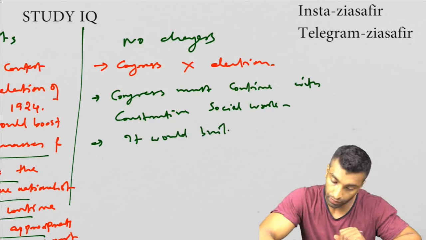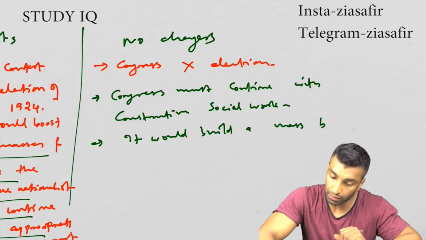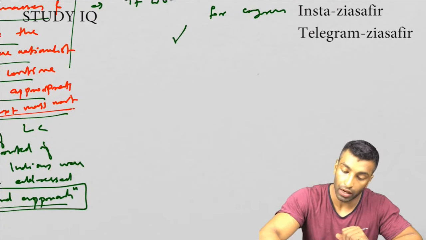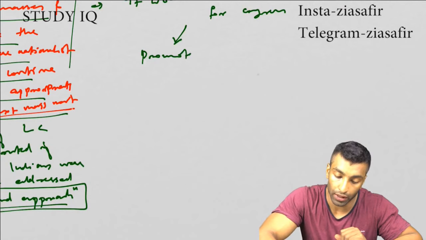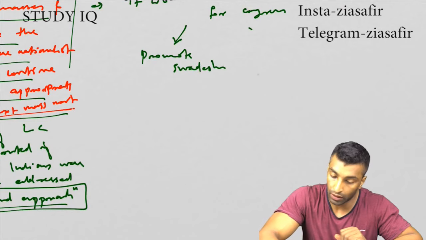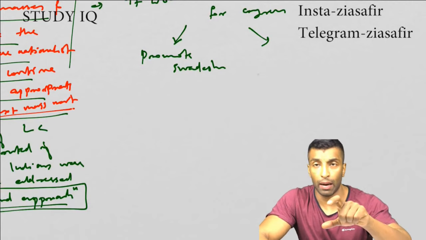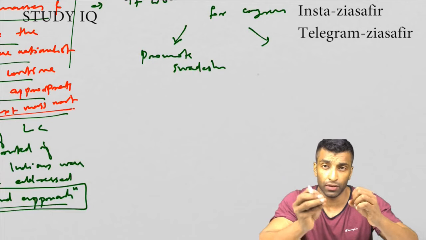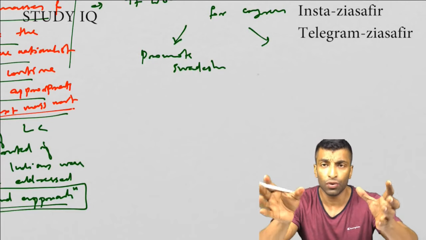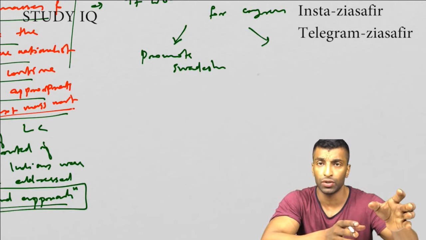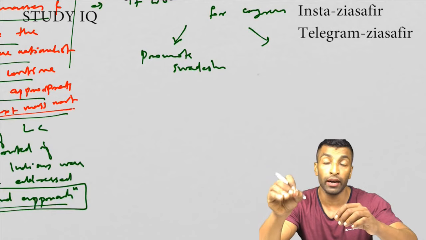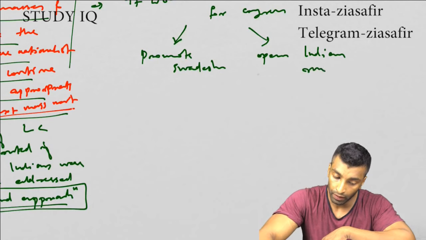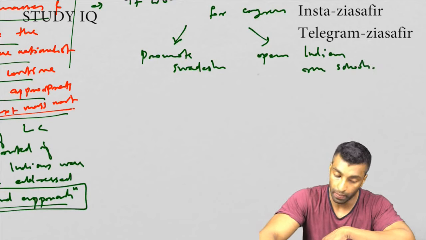So it would build a mass base for Congress. Okay, now how are they going to do that? On one side, you should promote Swadeshi, and this is what actually happened during the non-cooperation movement also. I've told you it's all about boycott of foreign goods, and the main objective is to achieve self-sufficiency in all walks of life. So you promoted Khadi or Swadeshi, and on the other side you promoted Indian run schools. Okay, so establish more Indian run schools.